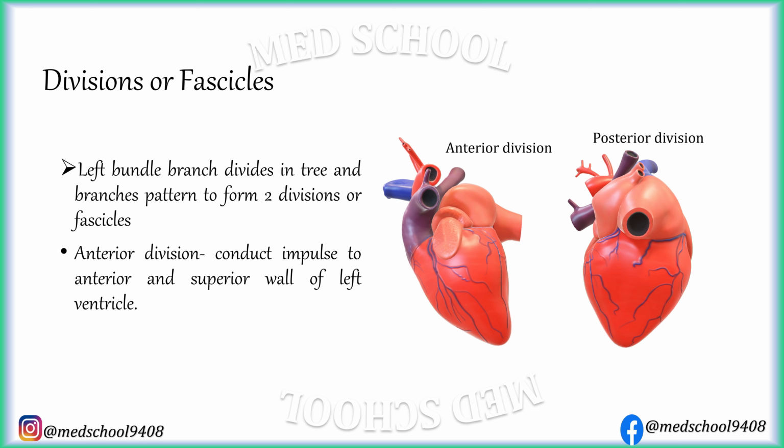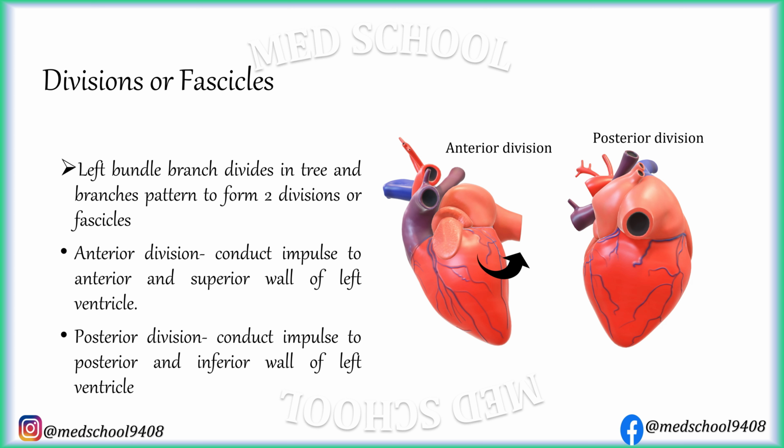Anterior division conducts impulse to anterior and superior wall of left ventricle, and its direction of conduction is like this. While posterior division conducts impulse to posterior and inferior wall of left ventricle, and direction of its conduction is like this. Concept of direction of conduction of anterior and posterior fascicle is important in understanding ECG changes of fascicular blocks.